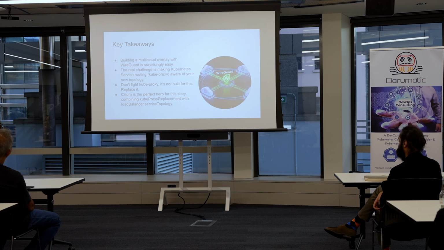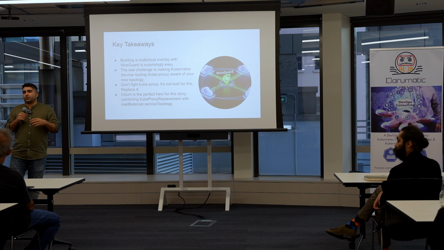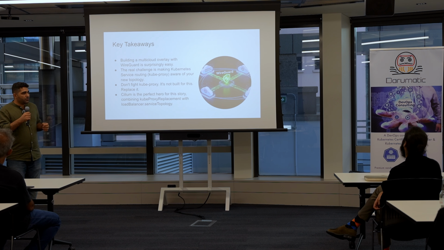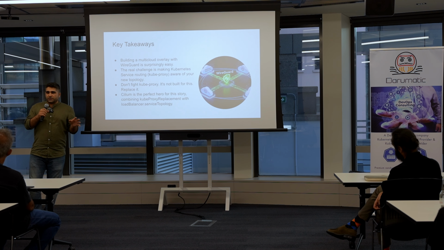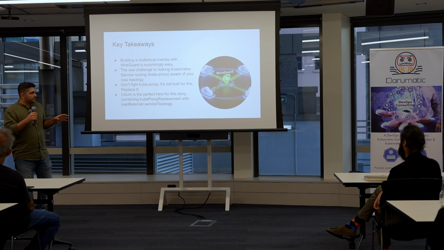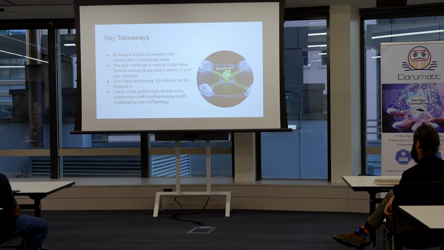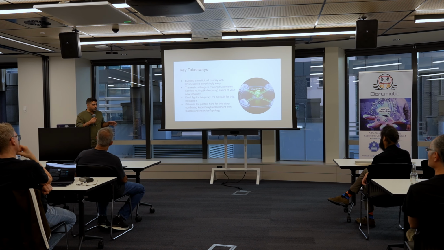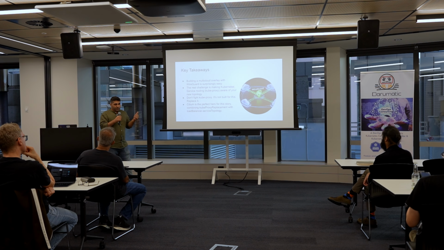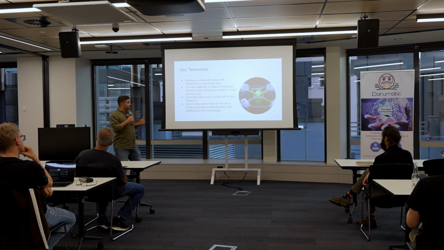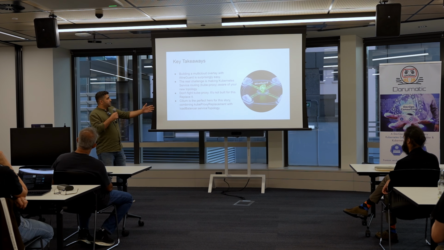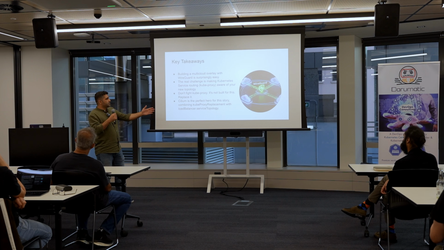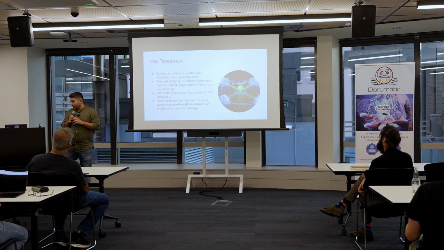So the key takeaway here is that building a multi-cloud overlay with WireGuard is surprisingly easy. You can just create your own virtual machines or bare metals in any geographical location, and then use Ansible to install WireGuard with your shared keys. But the real challenge is making Kubernetes service routing aware of the new topology. So you need to replace kube-proxy. I really suggest doing that. And Cilium is the perfect hero for this story, combining kube-proxy replacement with load balancer service topology.